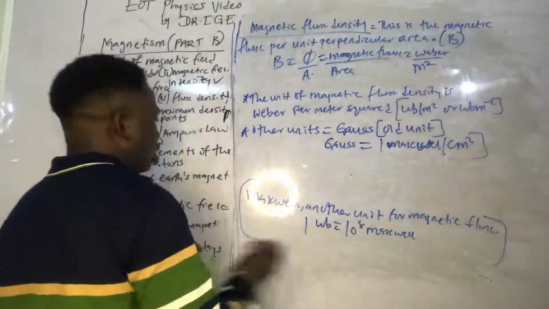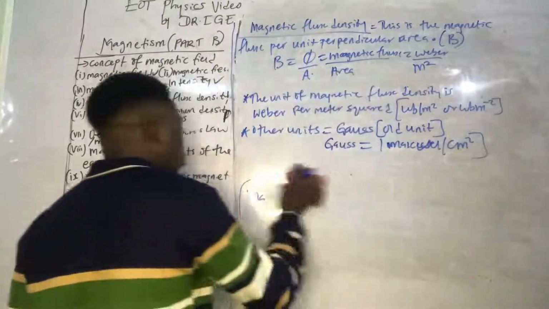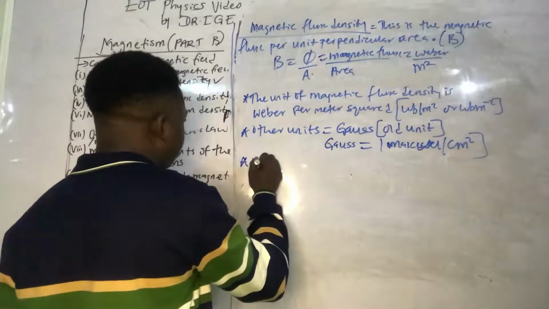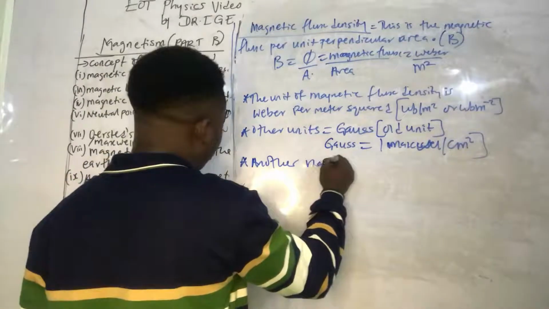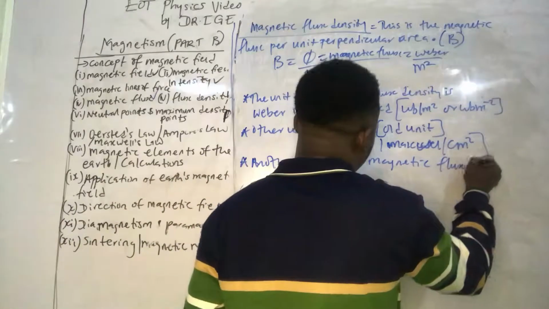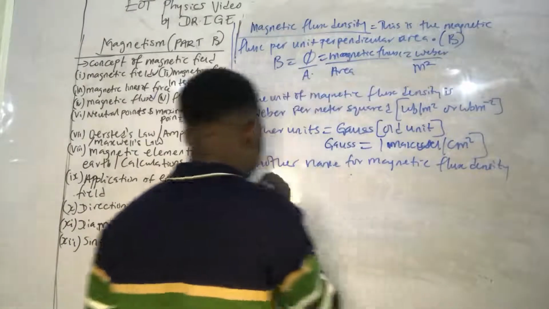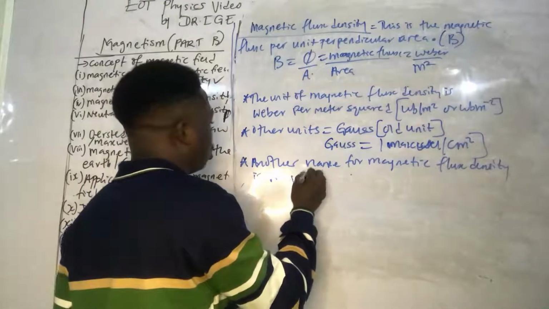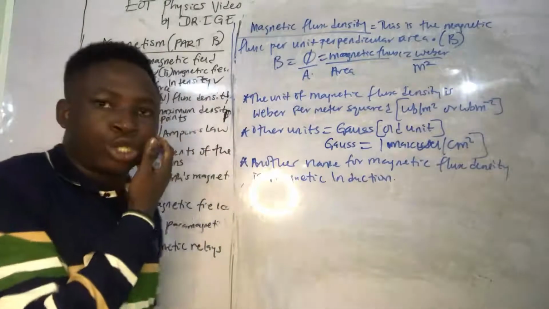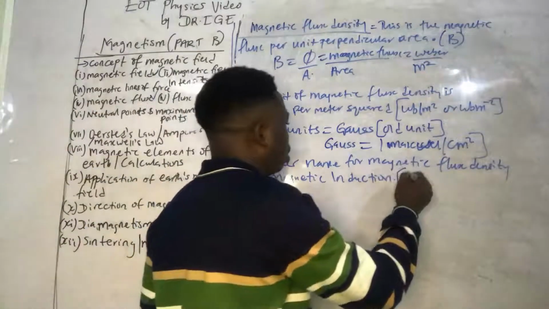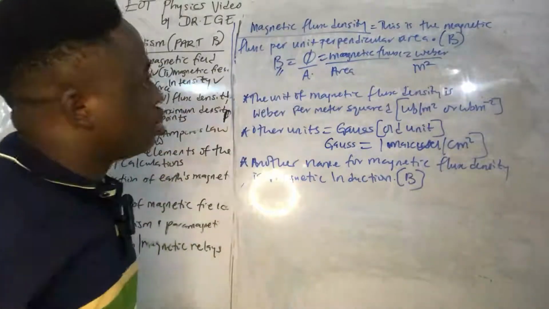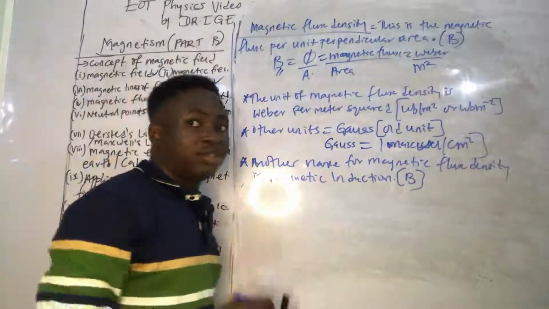Please take note of these other side things I'm dropping. Also, please take note that another name for magnetic flux density is magnetic induction. So in a situation where they ask you to look for magnetic induction, they are asking you to look for magnetic flux density, which is represented with B. Magnetic flux density.